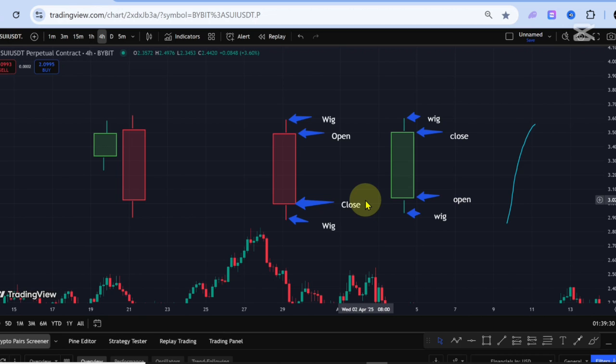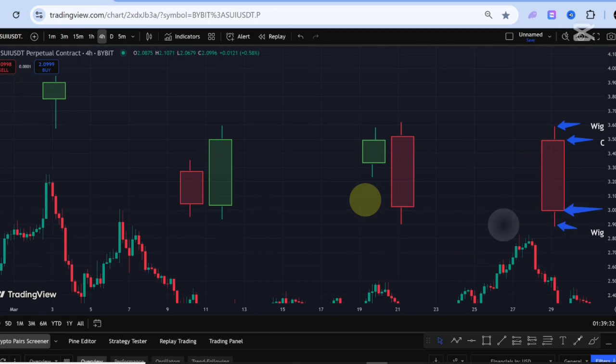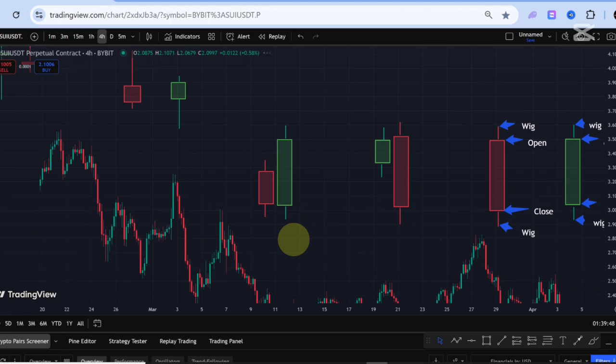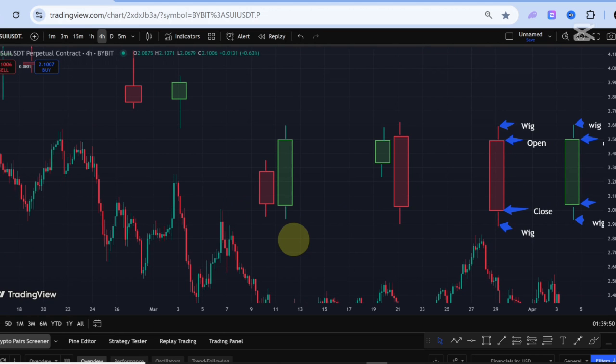Now, the next part we're going to talk about is types of candlestick that you can see in the market. There are candlestick patterns that you see in the market that tell you if price is going up or if price is coming down. And the candlestick we're talking about is called the engulfing candlestick. This first one is called the bullish engulfing, while this one is called the what? Bearish engulfing.